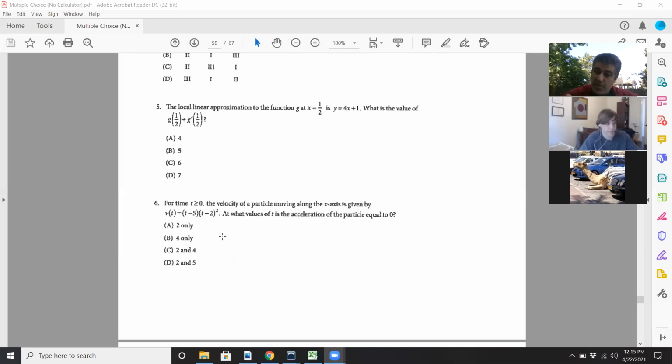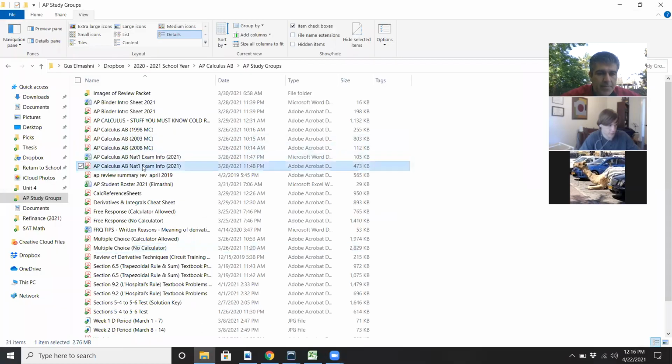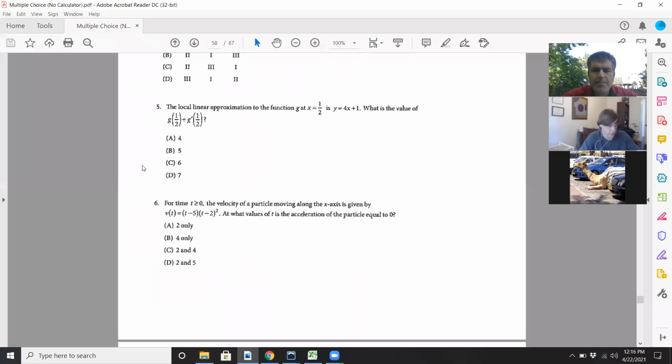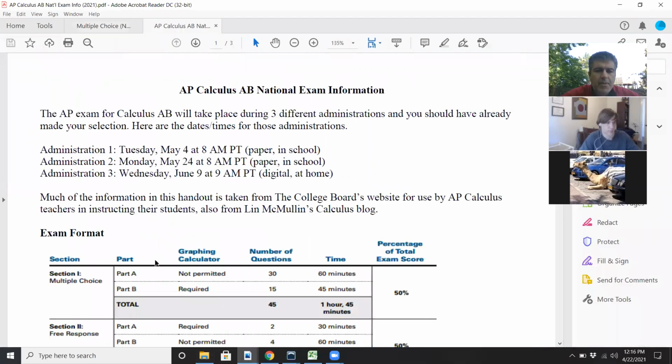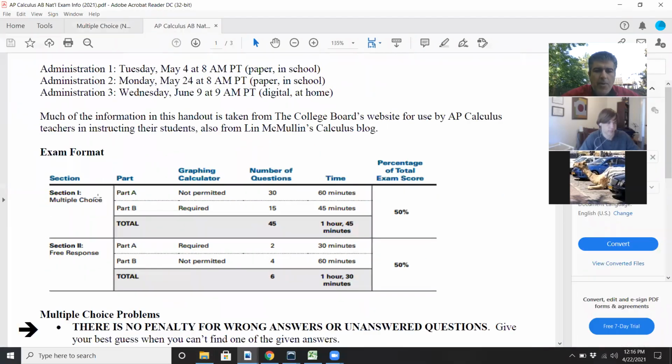And then you guys are going to do 6 through 15 in this set here. And just so you know, on the AP exam, really quick, if I show you the national exam info, the part where you do multiple choice without a calculator, where calculator is not permitted, it's 30 questions, 60 minutes. So you get an average of 2 minutes per question. So naturally, I would do this faster because I do this for a living.